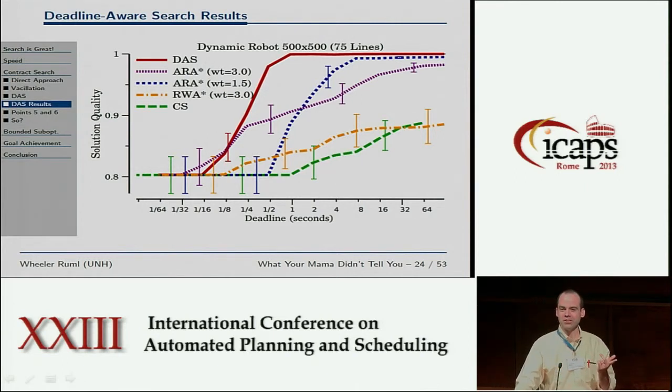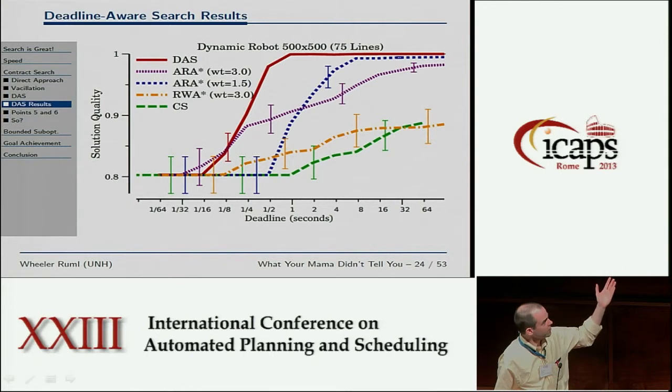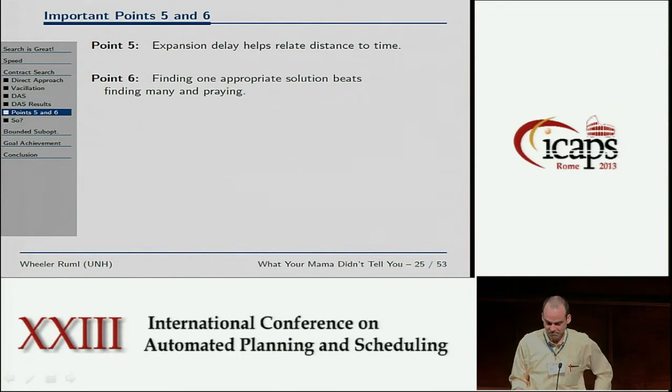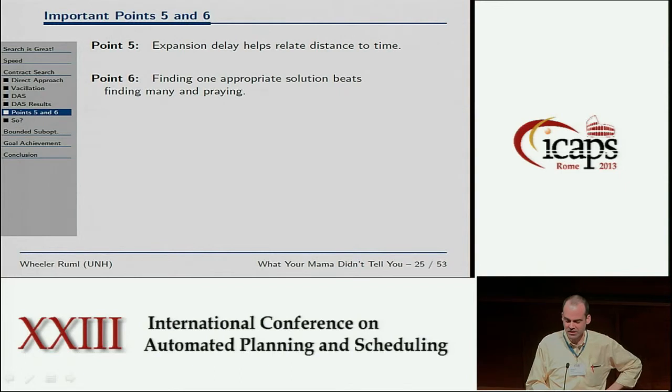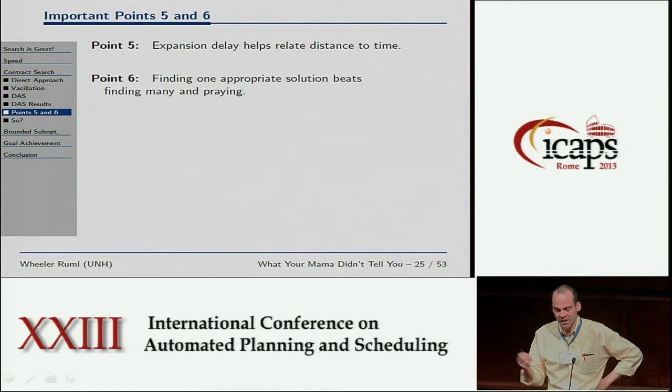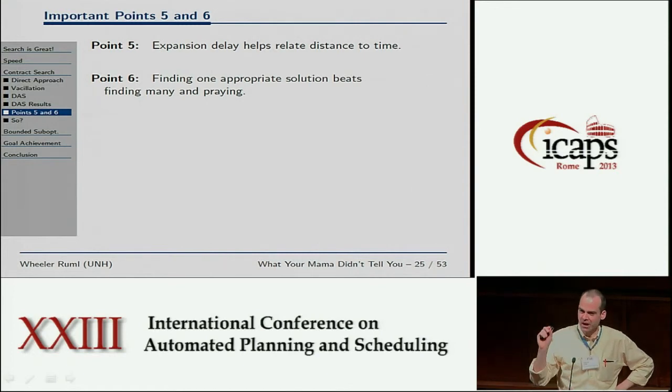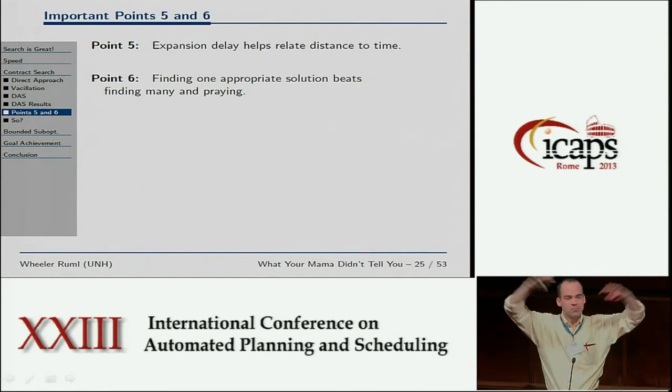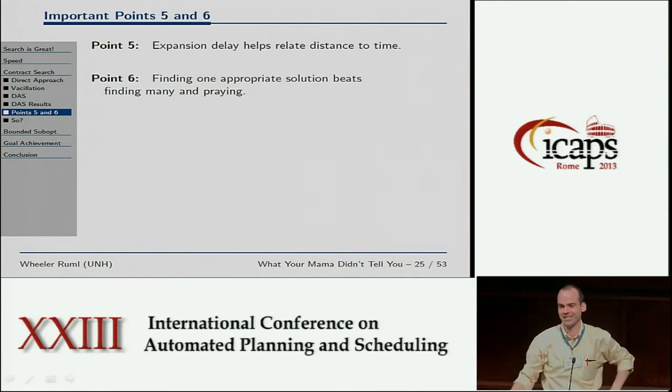And you know what I like about this deadline-aware search, besides the fact it's so simple? It has no parameters. If you look at something like ARA star, for example, it has a lot of parameters you have to set, and that's a pain in the neck. So the fifth point in my talk is maybe this expansion delay thing is a useful idea. It helps us relate distance to time, and if you want to find a solution quickly, of course you care about time. And then the next point: just trying to find the one solution you want, maybe that's better than just finding zillions of solutions and spraying them all out to the user and hoping for the best. Maybe we should actually be looking for the solution we want.